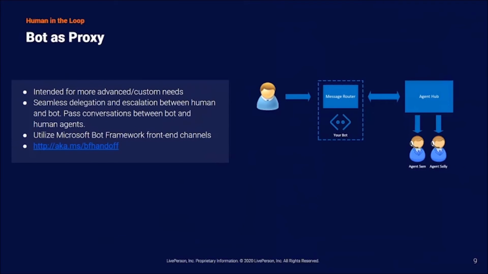A secondary option, intended primarily for more advanced custom needs, can be done via bot as proxy. This still allows for that seamless delegation and escalation between human and bots, for the conversation to be passed between bot and human agents. It also allows you to leverage Microsoft Bot Framework's front-end channels. More information, if interested, can be found via the URL listed there.